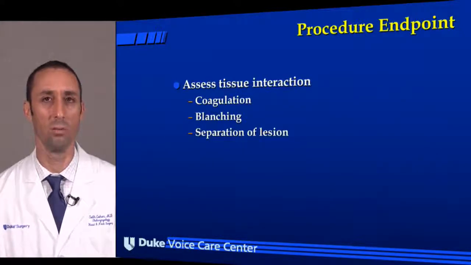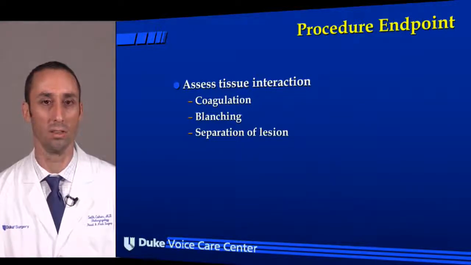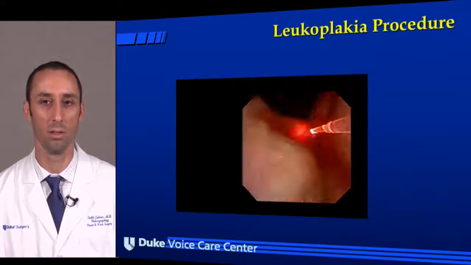Well, how do you know when you're done with the procedure? Well, it's all about the tissue interaction between the laser and what you're doing. You'll see coagulation. You might see blanching. You can even get separation of the lesion and use the tip of the laser fiber as a dissector, having to be careful that you don't rough up the vocal fold too much and cause scarring. But these are some of the endpoints that you can use during the procedure.